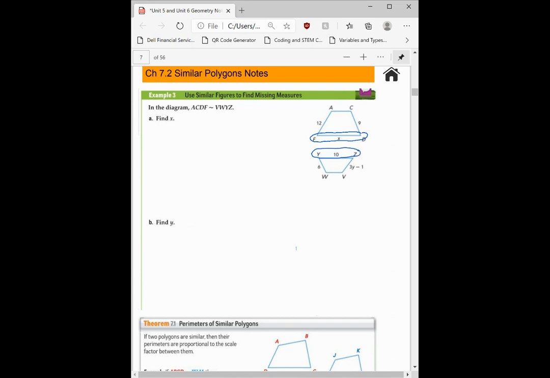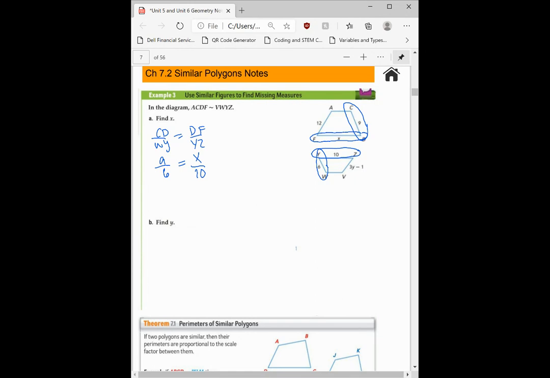So let's use this one and this one. Because remember, they're flipped, so this is reflected. So we have to use those ones. So that means we have CD over WY is equal to DF over YZ. Well, CD is 9, WY is 6, DF is X, and YZ is 10.